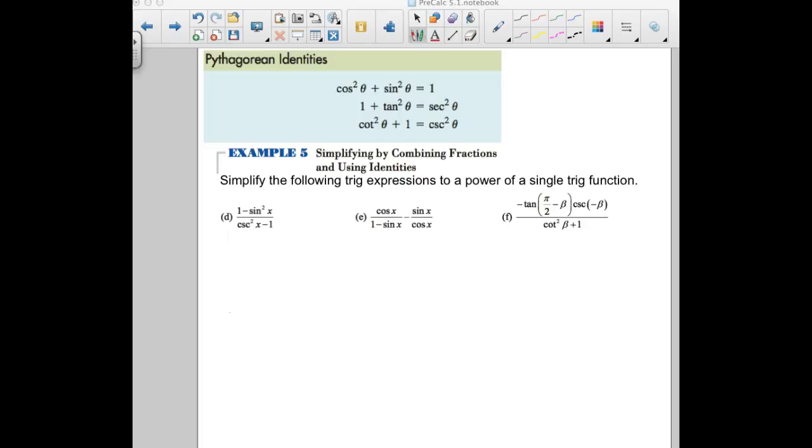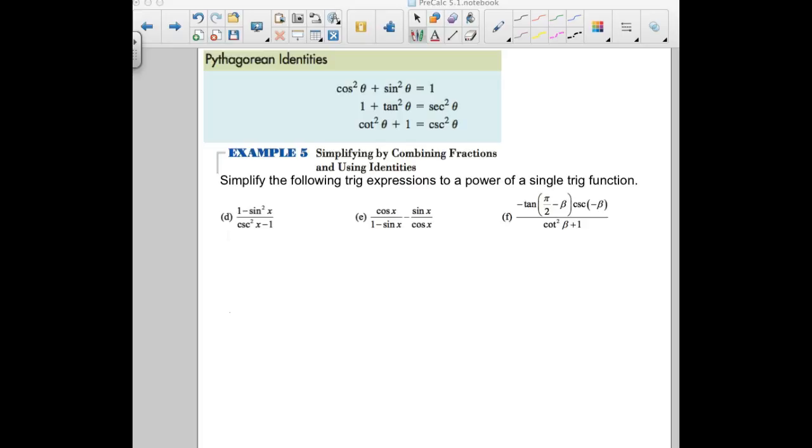If you look at the examples in number 5 here, it says they want us to simplify the trig expressions so that they are a power of a single trig function. If you notice, there's several different trig functions in each one of these examples, and they want us to convert it so we're down to a single trig function.